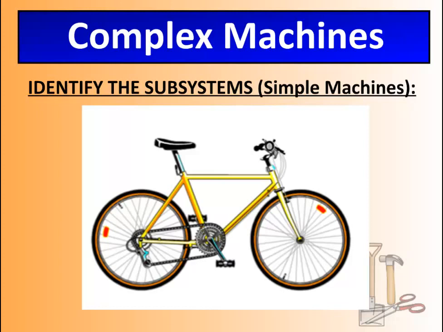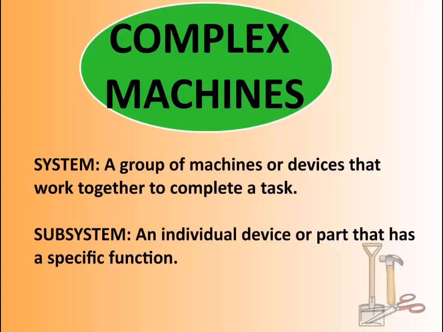But there you go. There's some subsystems and some systems. So just again to clarify, a system, a group of machines or devices that work together to complete a single task, like the bike, is a system. And a subsystem is an individual device or a part that has a specific function, like the handlebars. That's a lever. That's a subsystem. Individual function for steering. Okay.